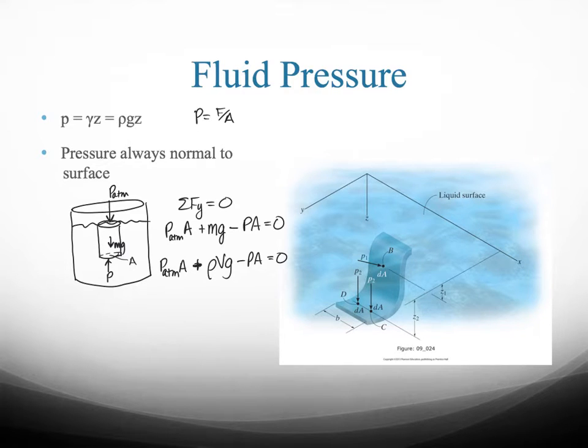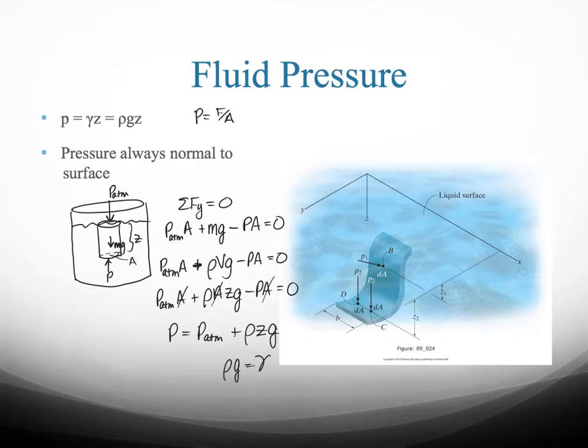And the volume of my fluid, if this height of the cylinder is z, is going to be the area times z, times rho times g. Now, something nice happens. All my areas drop out, and the pressure can be written as the atmospheric pressure plus rho z g. Now, in our book, they put rho and g together and call that gamma. And so we can write, and remember we call this the gauge pressure?